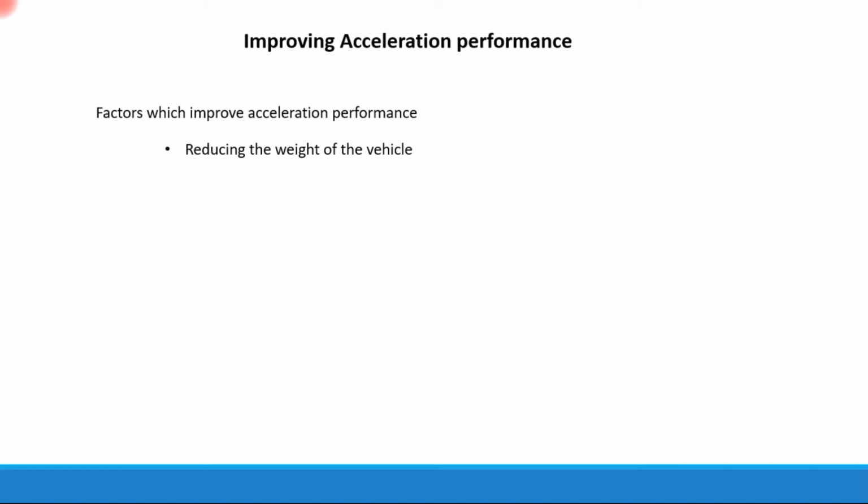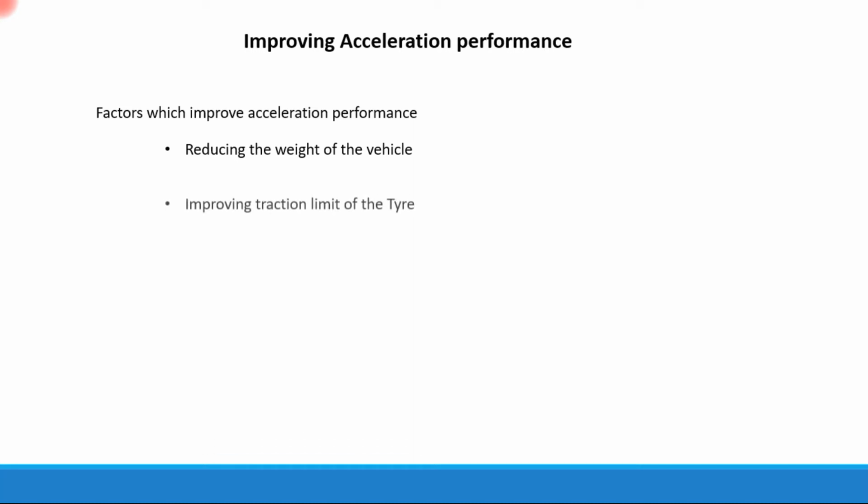If you reduce the weight of the vehicle, by the laws of physics, by Newton's second law, for the same force, you can have more acceleration with less mass. So by reducing the weight of the vehicle, you can directly impact the acceleration performance.